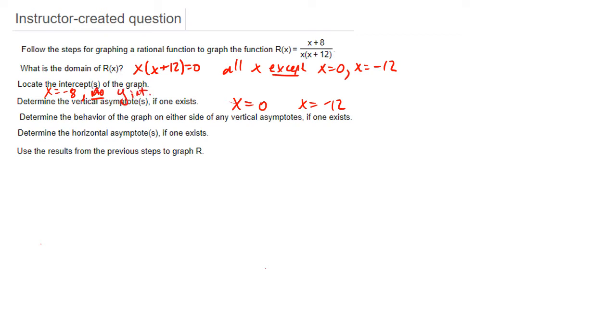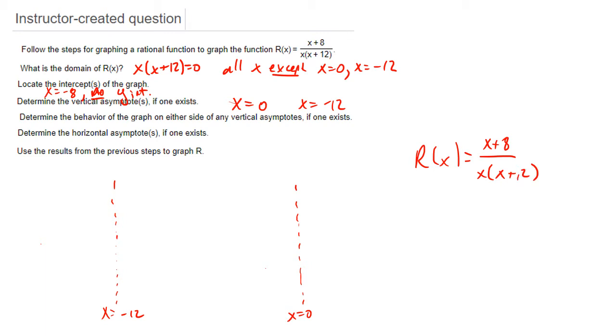Now we have two vertical asymptotes, x equals 0 and x equals minus 12. Actually, let me make this one minus 12. And over here will be x equals 0. So my function is r of x equals x plus 8 over x times x plus 12. What I like to do to answer how this looks on opposite sides of each asymptote is play a little game. Let's suppose x is just above 0.